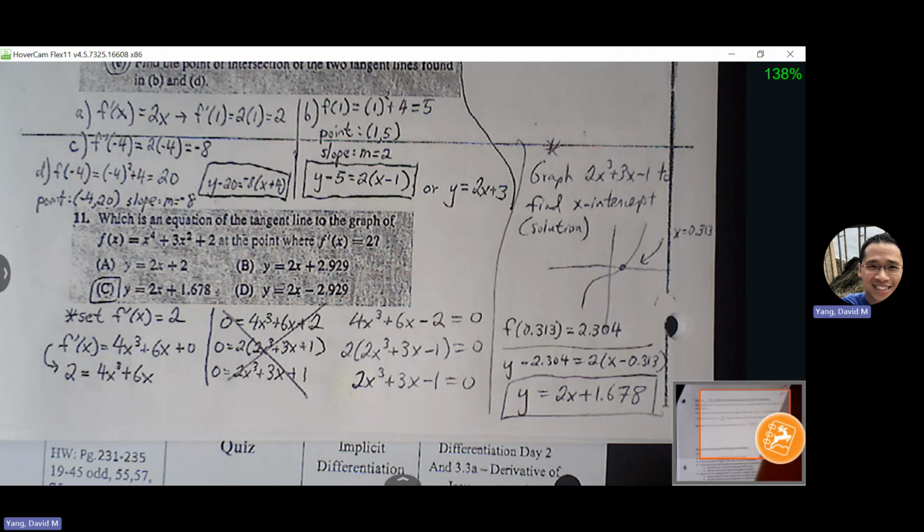Now I have everything that I need to build the equation of this line, because I know the ordered pair and I know the slope is 2. So then I can put that into point-slope form, and then I'm just trying to match my answer choice. So I just added 2.304, distributed 2 through, and then keep going until I match answer choice C.